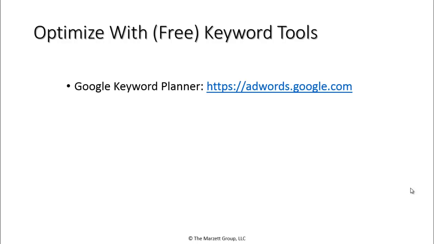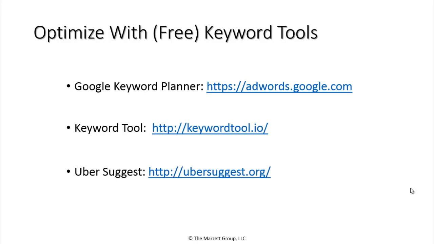So there's 3 tools I'm going to show you. The first and probably best known is using the Google AdWords Keyword Planner. Again, completely free. There's also the Keyword Tool. And then there's another tool. The third tool is Ubersuggest.